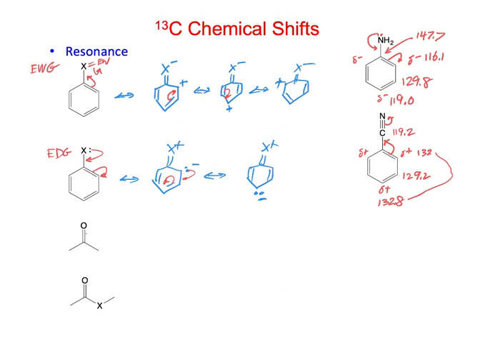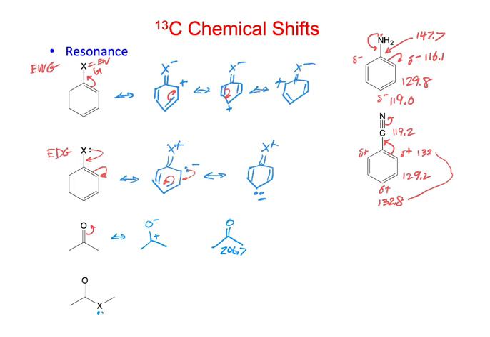Carbonyls have resonance like this, so that's going to cause deshielding. And then probably there's diamagnetic anisotropy as well, and so carbonyls tend to be the most downfield. For example, acetone is at about 206.7.